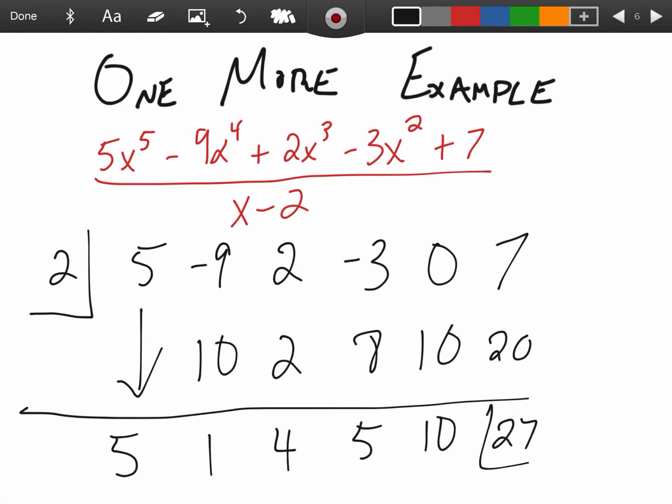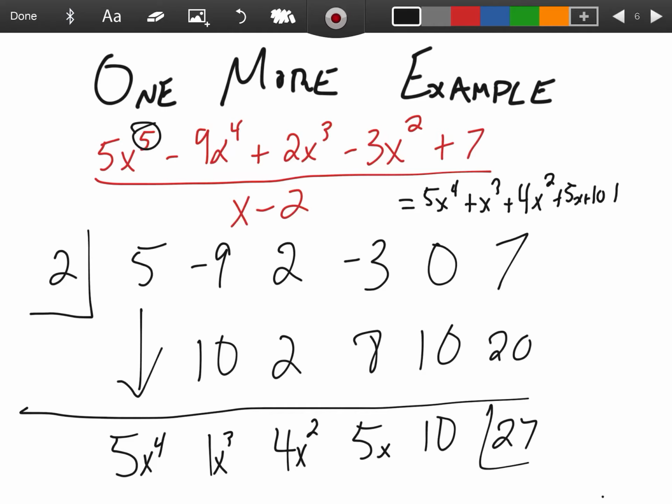All right, this 27 here is my remainder. This is just my constant. This is x to the first power. This is x squared. This is x cubed. And this is x to the 4th, one less than what I started with. So my final answer is 5x to the 4th plus x cubed plus 4x squared plus 5x plus 10 plus 27 over x minus 2. That is my final answer of this division.